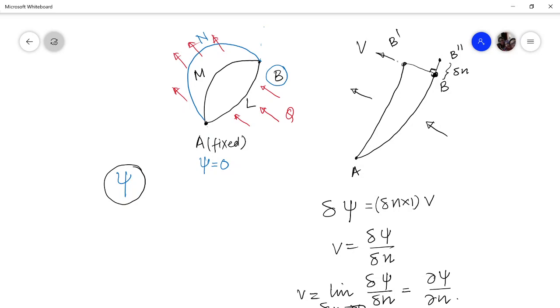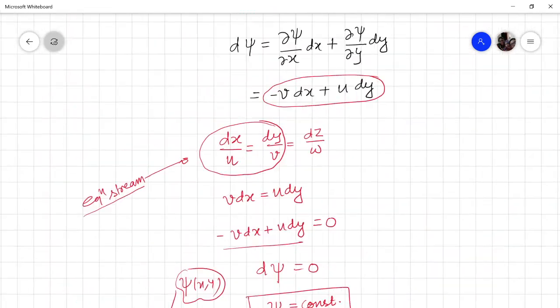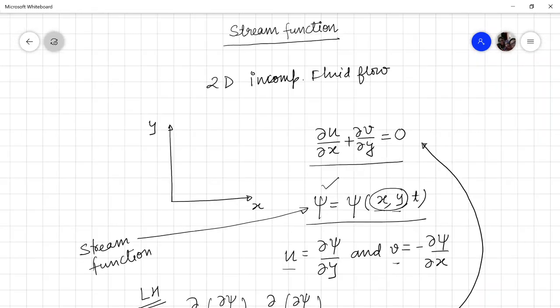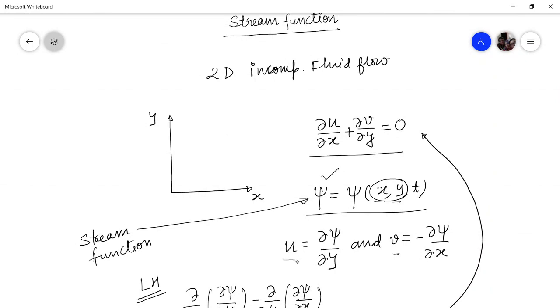And how is this defined? It is defined that the change in the stream function in the direction normal to the velocity will give you that particular velocity, because the change in stream function is in this direction, and you are getting velocity in the direction perpendicular to it. That's why, if you look here, when we are searching for velocities in x direction, we are differentiating in a direction which is perpendicular to x, that is y.